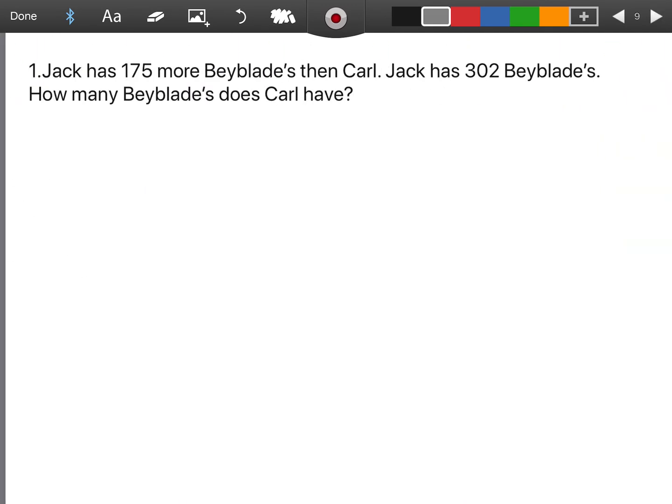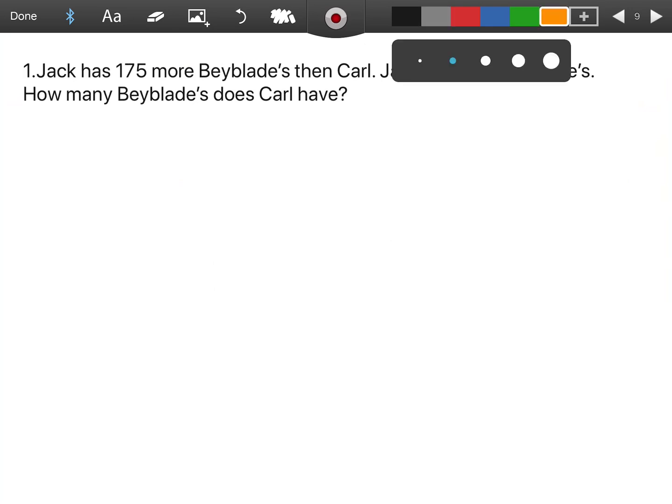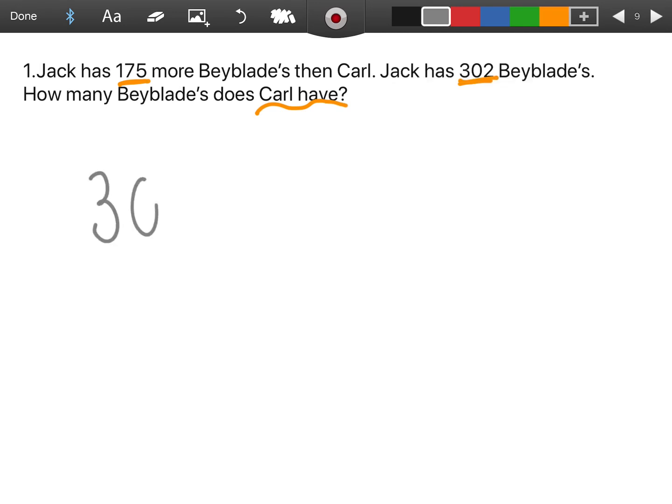So let's try this word problem together. Jack has 175 more Beyblades than Carl. Jack has 302 Beyblades. How many Beyblades does Carl have? So they told us that Jack has 175 more Beyblades than Carl, and the amount of Beyblades that Jack has is 302. To find out how many Carl has, we have to subtract these two numbers, because they told us that Jack had 302. Remember, that bigger number always goes on top.